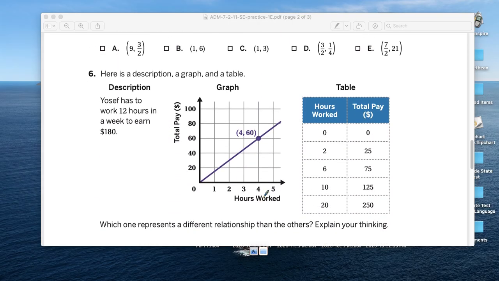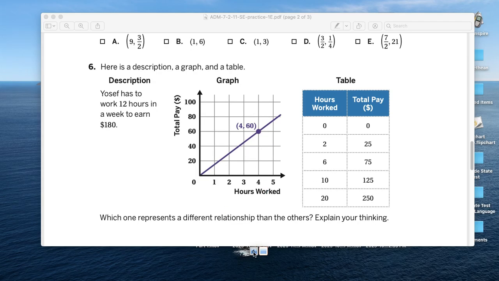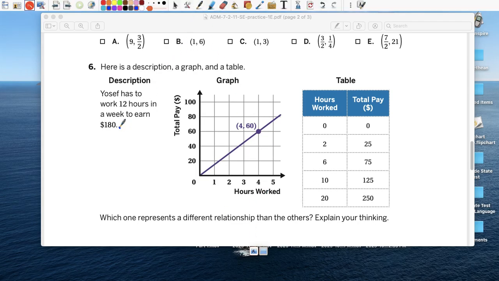6. Here's a description of a graph in a table. Which one represents a different relationship than the other ones? Well, they're asking, it's just how we do the problem. Does this become this, and does that become that? Or they all represent the same thing, but they're saying one of them is different than the other. Let's look at the table, because that's the easier one. How does 2 become, let's find a unit rate. So let me put a 1 over here.